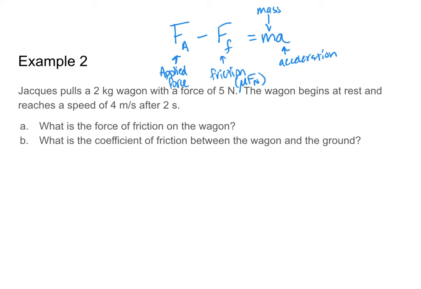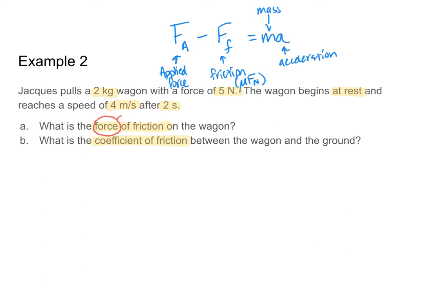So Jacques pulls a 2 kilogram wagon with a force of 5 newtons. The wagon begins at rest and reaches a speed of 4 meters per second after 2 seconds. What is the force of friction on the wagon and the coefficient of friction between the wagon and the ground? Now, let's start with part A. So we're asked to find the force of friction.